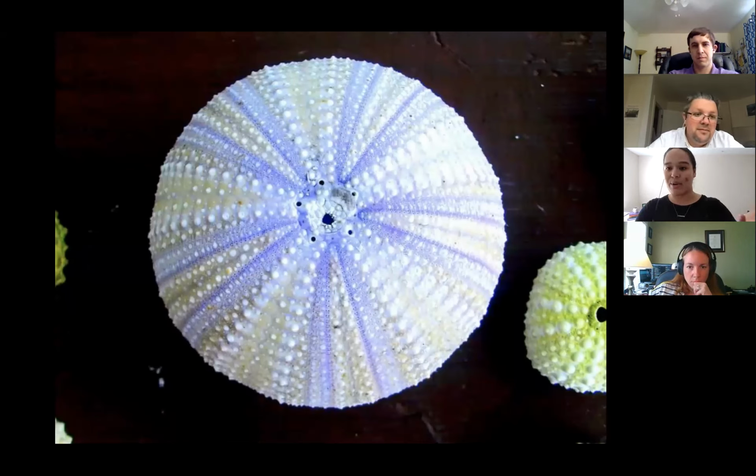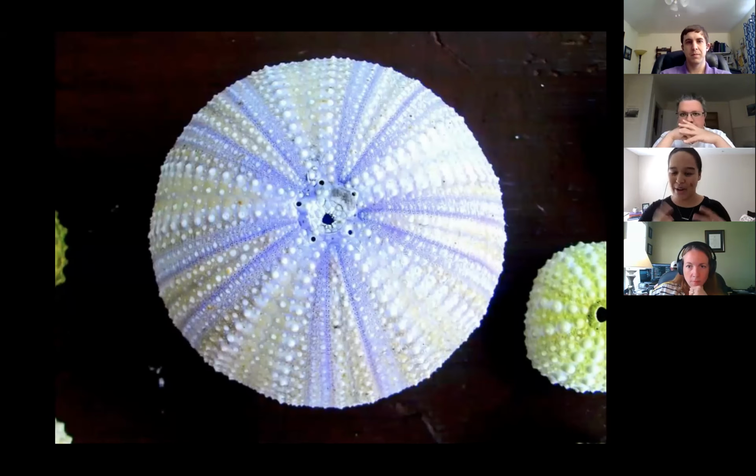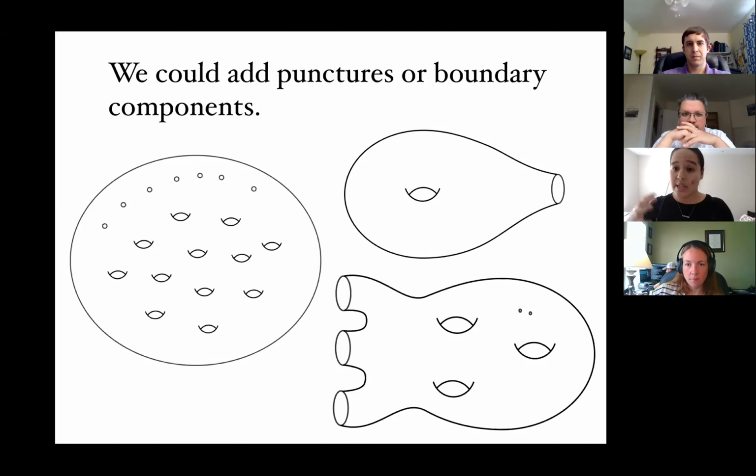This is an example of a sphere where we took out some points. I call those punctures. So this is an example of a 6 punctured sphere. And so now we're adding a little more complexity to our surface. And we could do this in another way. We could also add boundary components. So instead of just removing a single point, maybe we remove an open disk. And so we now have these circle boundary components. So now it's a little bit more complicated. We have surfaces with genus, we have these punctures, we have these boundary components.